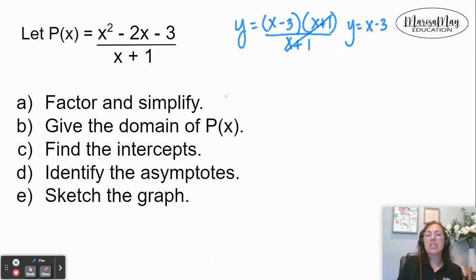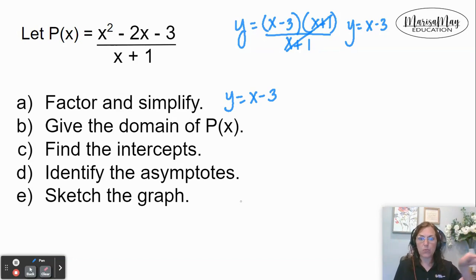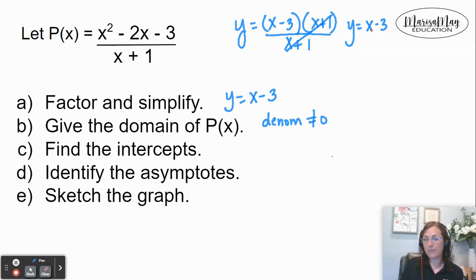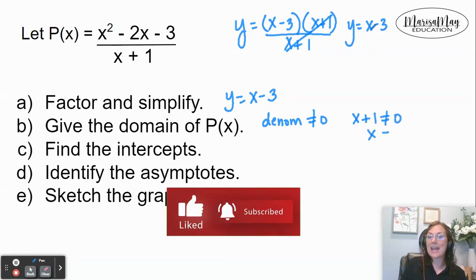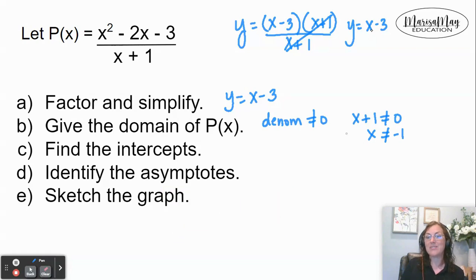All right. So now that I have my simplified function, I want to go to B and ask for the domain. Now the domain has to come from the original function. And what we're going to do is we're going to say that the denominator cannot equal 0. And again, it has to come from the original function. So we're going to say X plus 1 cannot equal 0. So X cannot equal negative 1. This is my domain for the function.